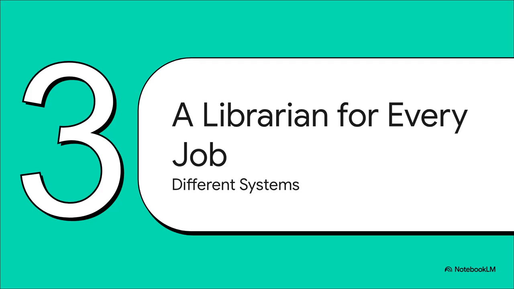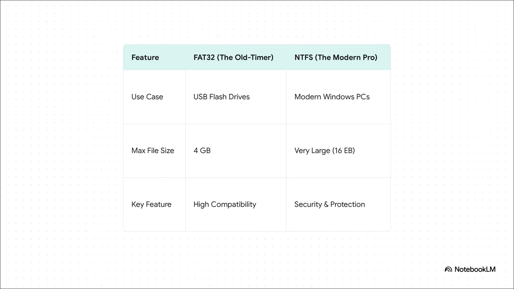Okay, so not all librarians are the same, right? You'd have a different kind of librarian for a kid's public library than you would for, say, a top-secret government archive. Well, it's the same with computers. There are different kinds of file systems, and they all have their own unique rules and specialties. Let's take two examples. You've got FAT32. He's the old-timer. He's super compatible, which is why we still use him for USB flash drives that need to work in pretty much any device you plug them into. But his big weakness? He can't handle any single file that's bigger than 4 gigabytes, a real problem for modern video files.